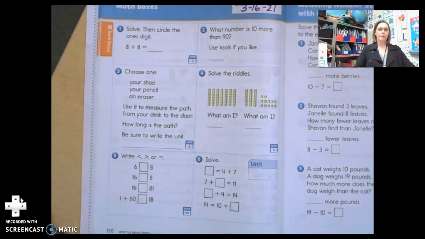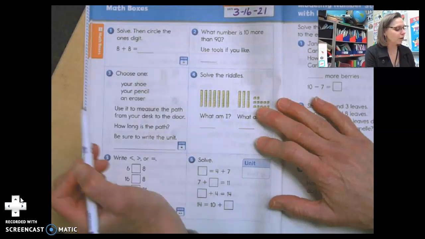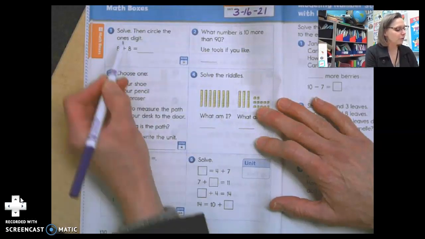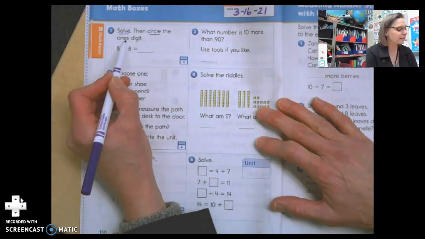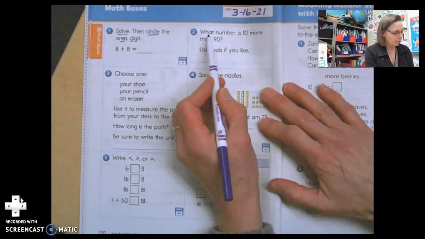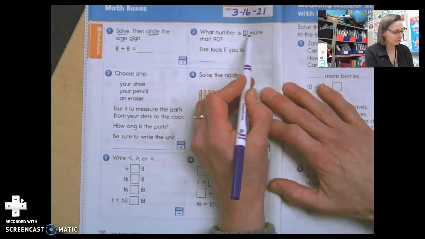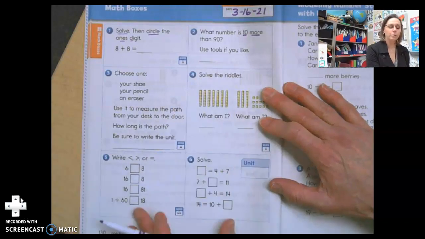Okay, and I'm going to let you go through and read this on your own. I'm just going to show you a couple little things. Make sure that you are reading all of the instructions. This is easy to do, but remember, you got to solve it, and then you got to do something else. You got to circle the ones digit in your answer. Okay? Now here, write the number that is 10 more than 90, and it says you can use tools if you want to, but you don't have to.